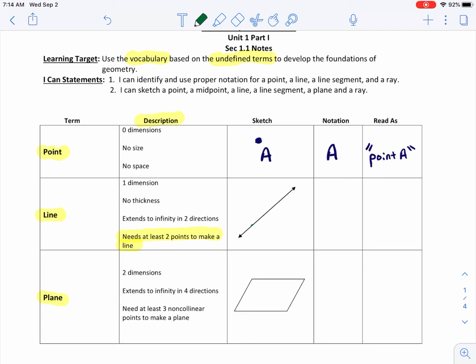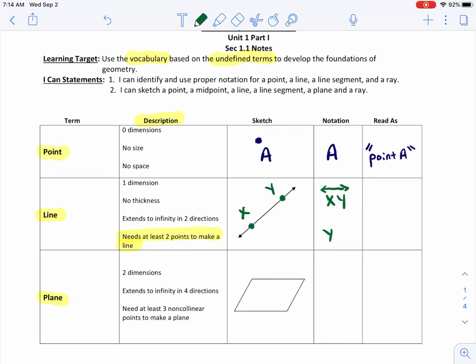So when we draw or when we sketch our line, you'll notice here that I'm putting 2 points. I could put more, but I need at least 2. So if you were to see a picture with just 1 point on the line, that would not be complete yet. Our notation, I would use those 2 points that determine the line, and I'm going to put a little line or a little bar with arrows, if you will, on top.